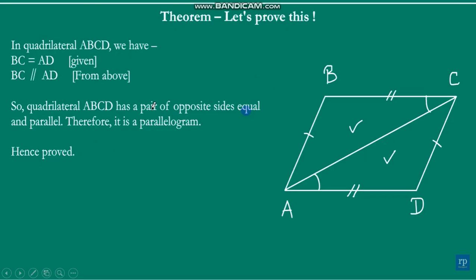In this case we proved only that BC is parallel to AD. Suppose we also prove that AB is parallel to CD. Then, with both, you can find that one pair of opposite sides are equal and parallel, so it's a parallelogram.